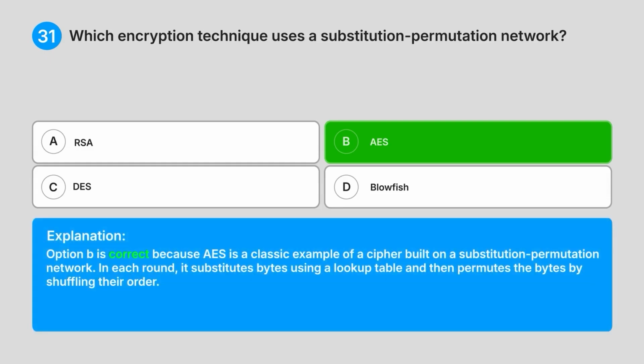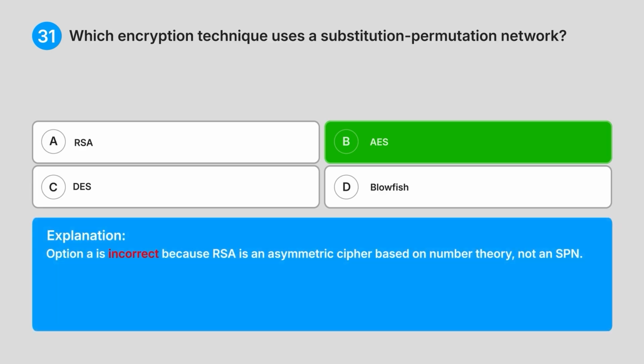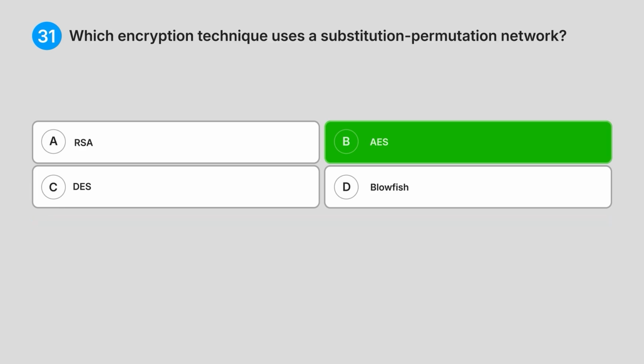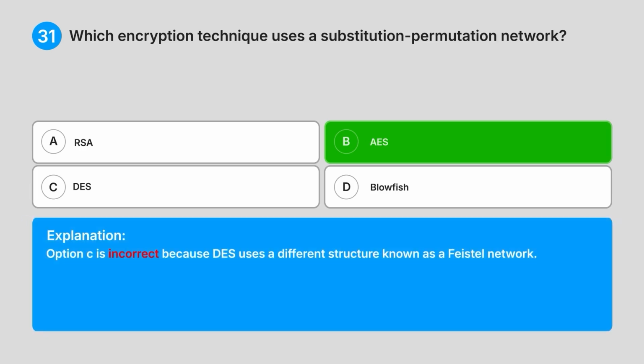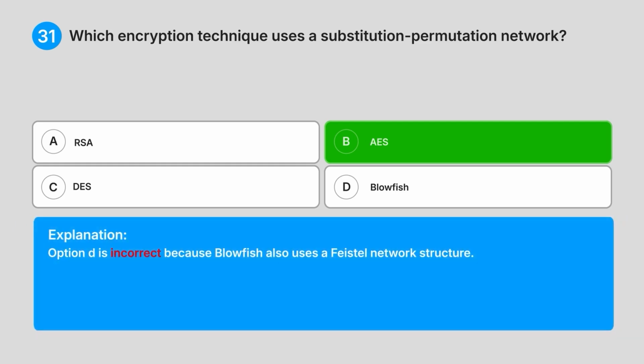Explanation: option B is correct because AES is a classic example of a cipher built on a substitution permutation network. In each round, it substitutes bytes using a lookup table and then permutes the bytes by shuffling their order. Option A is incorrect because RSA is an asymmetric cipher based on number theory, not an SPN. Option C is incorrect because DES uses a different structure known as a Feistel network. Option D is incorrect because Blowfish also uses a Feistel network structure.